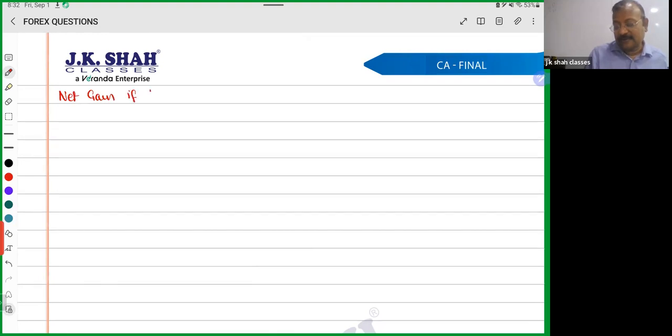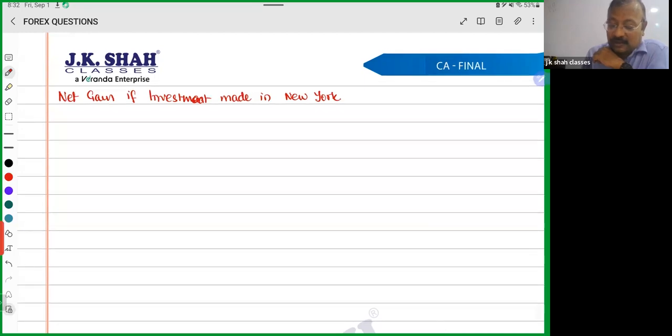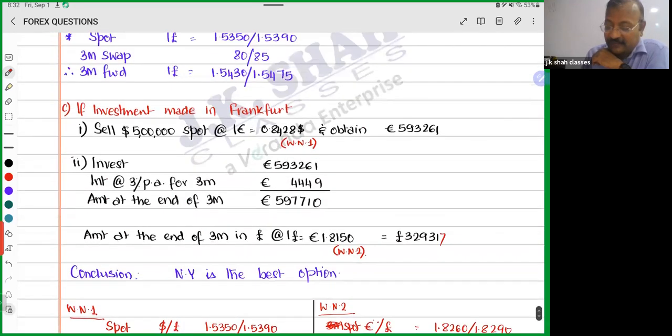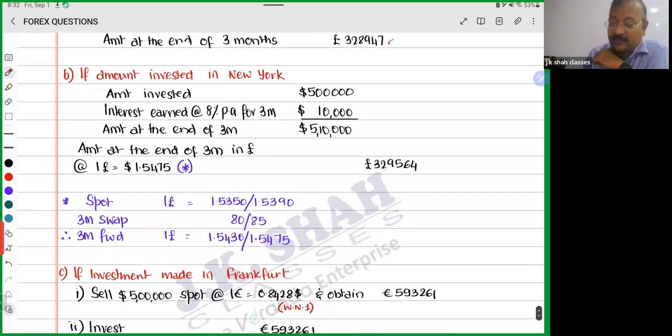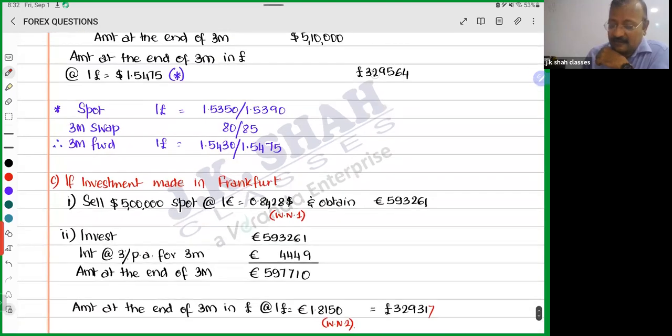If investment made in New York. Now, at what rate is he investing the fund in New York? What rate is he investing it in New York? 8%. And what is the cost of funds? 4. So what is the net gain?